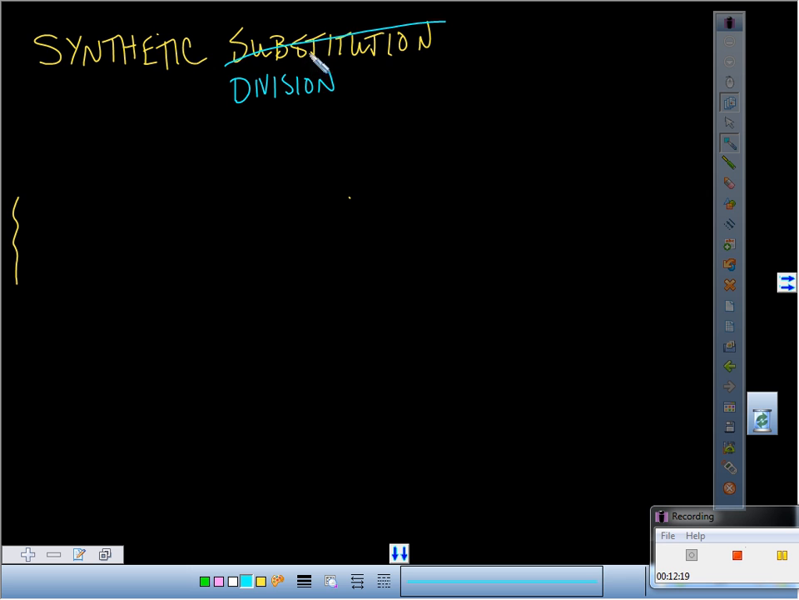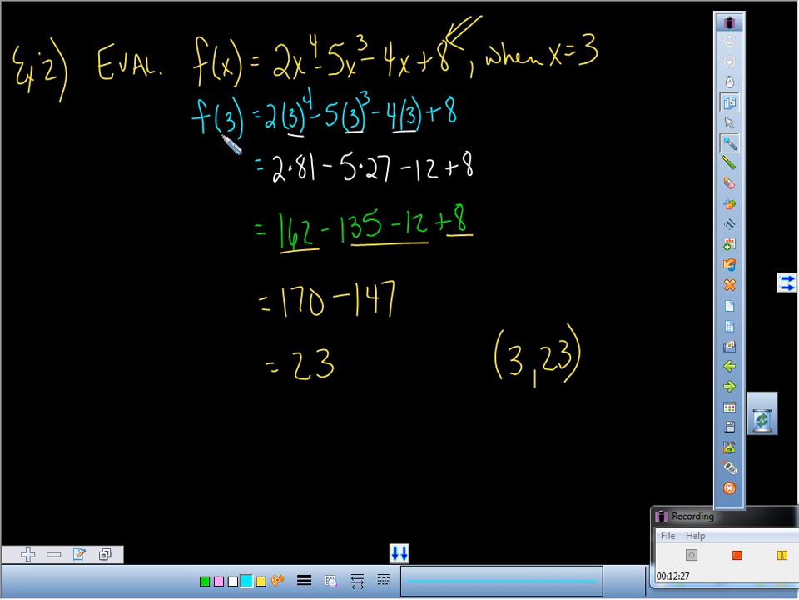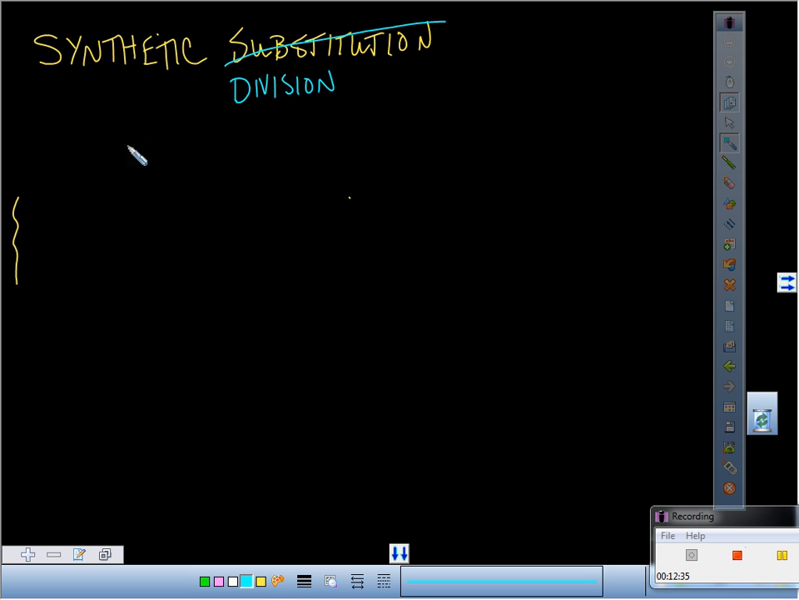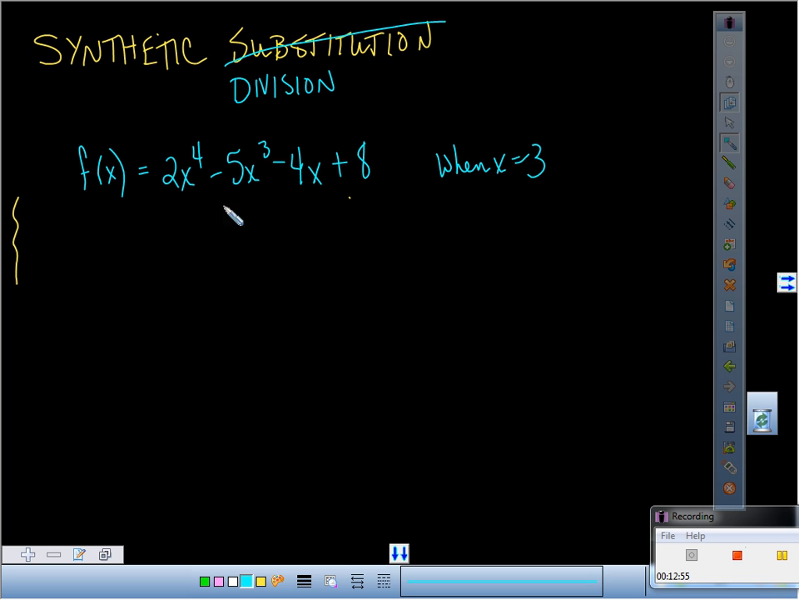They're calling it synthetic substitution now because it's just another way to substitute that number in and get your answer. But it's a lot faster and easier. So what is it going to do? It's going to take that equation that you just had, f of x is equal to 2x to the 4th minus 5x to the 3rd minus 4x plus 8, when x is equal to 3, and take out all the fluff and just use the bare bones numbers.